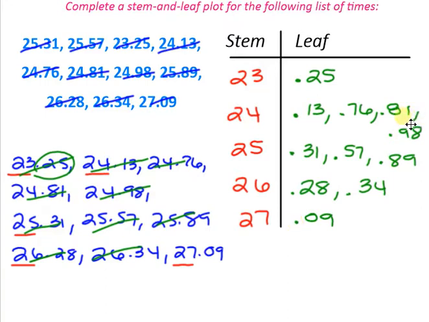And mine should have been in a more straight line here. Let me fix my 24s so they look a little bit better. Let's do 0.13, 0.76, 0.81, 0.98. There you go.